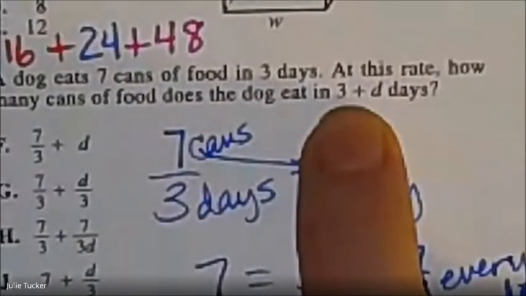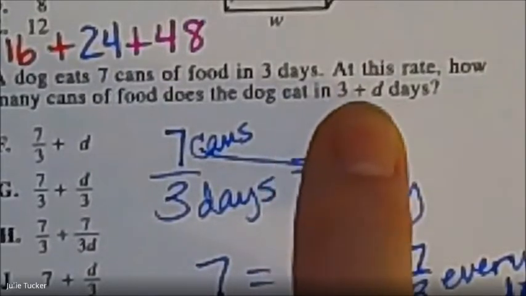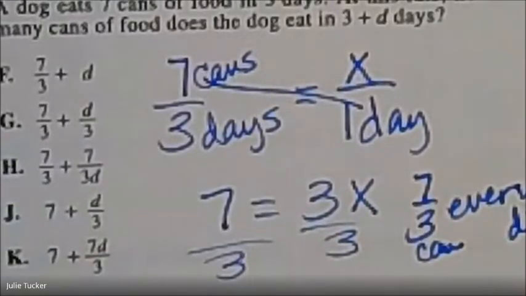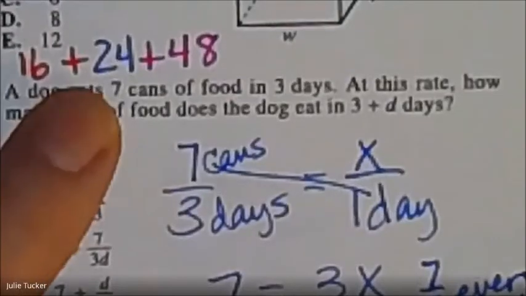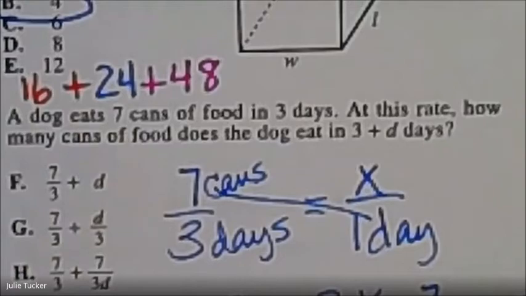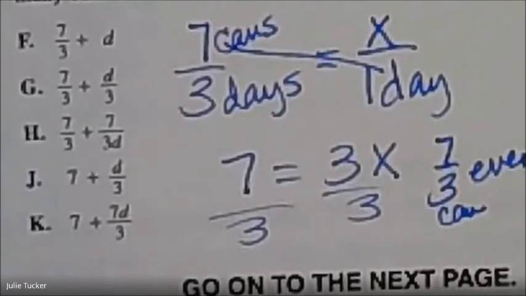And they said in 3 plus D days. So in the 3 days, he already ate 7, right? So what are you adding 7/3 to? The amount that he already ate was how much? Not 3. He already ate 7. So you have to do the 7 plus 7/3 D. So which one do you want? Okay, yeah, you got it.